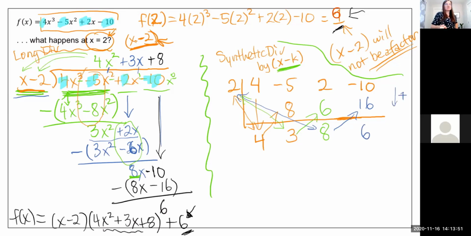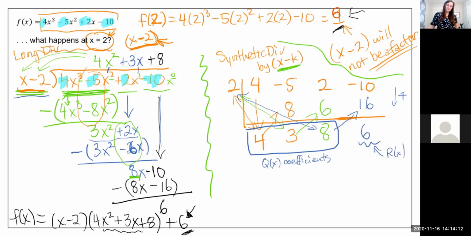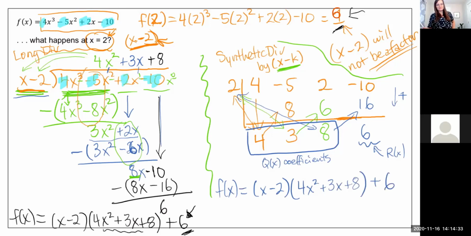Okay, now look at how this relates to the left-hand side. Those are the coefficients of your quotient, and this is your remainder. So what this tells you is that f of x upon division by x minus 2 results in 4, and then you're going to have to include these variables, and then plus the 6.